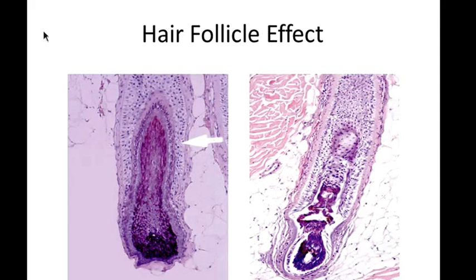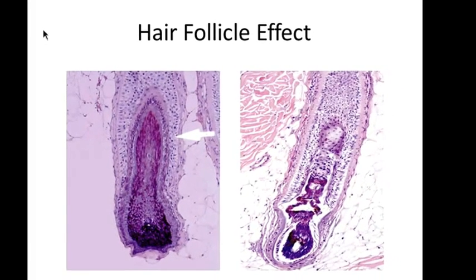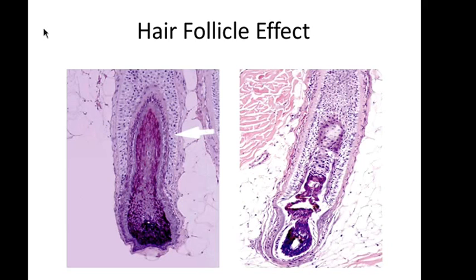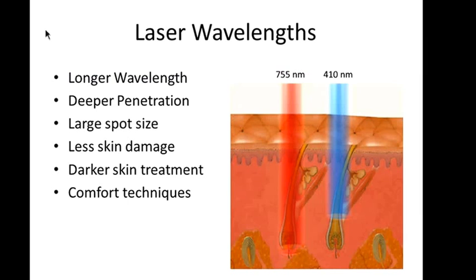This is a slide of a hair follicle on the left that has not been treated. And you can see that the shaft is intact, the layer of pigment that's going around the hair shaft, versus the picture on the right, which has the shaft that has been treated with the laser, and you can see that there already is an involution of the hair shaft.